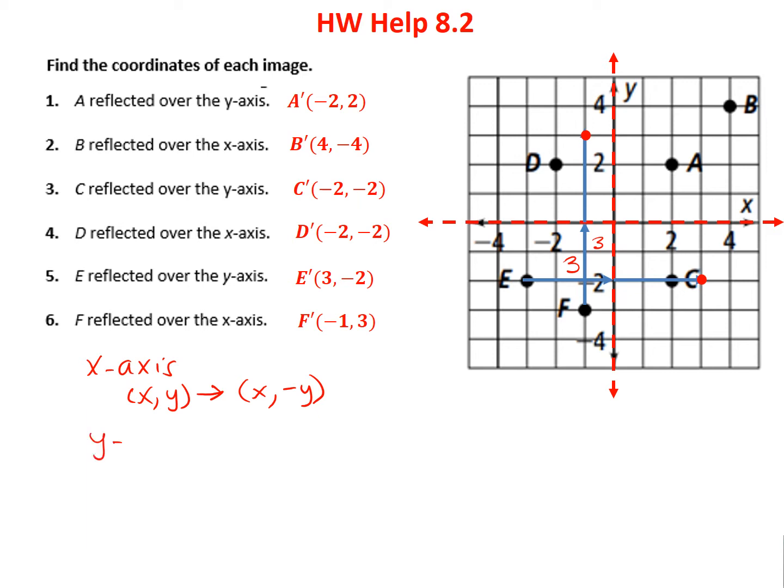Likewise, when we cross the y-axis, notice that the y stays the same, but it's the x that reverses. So we actually get minus x, y. And that's something helpful to remember if you're doing a reflection. It only works across the x-axis and the y-axis.